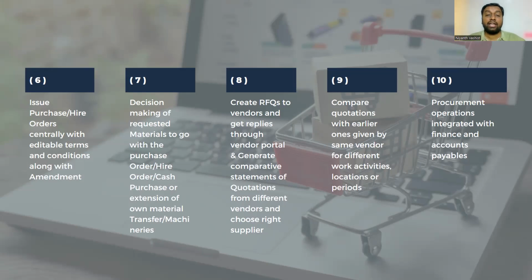The next one will be create RFQs to vendors and get replies through vendor portal or email or phone call if it's a small scale. Generate comparative statements and choose the right supplier. This is again with the site team only, not the centralized team. Like I told, if the vendor is a national vendor, let's say Asian Paints, then you can go with the central procurement team. If I need nuts and bolts, or if I need, let's say, granite.